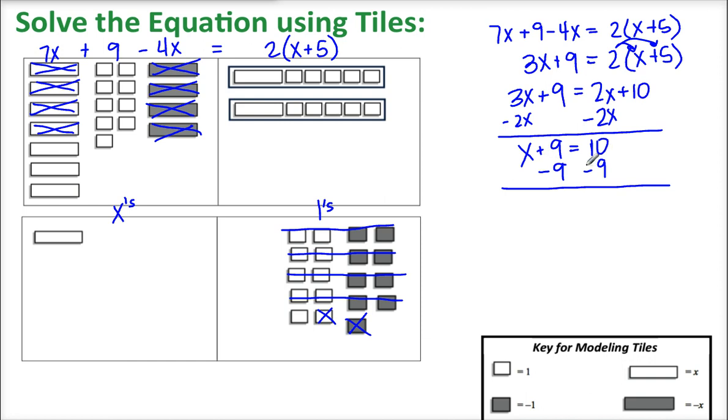So over here, I did the subtracting 9. And I did 9 minus 9 was 0. So there's no more 1 tiles over here. And I did 10 minus 9. And I was left with 1 tile. So this tells me that x is equal to 1.